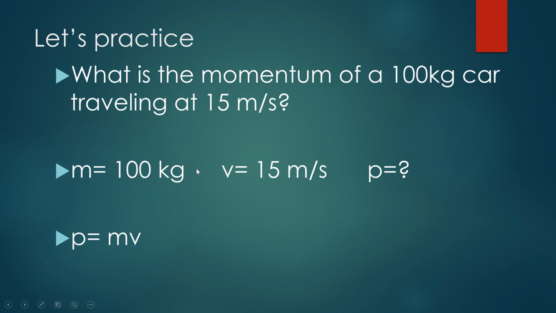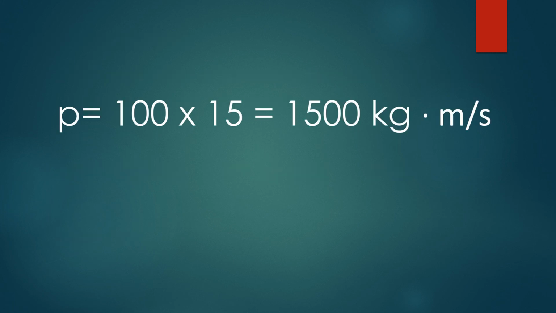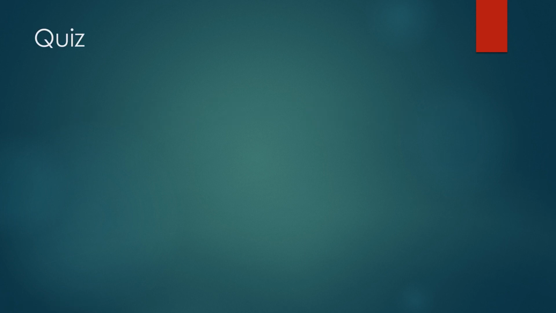So what are we going to do? Well, we're going to plug the m in here, and we're going to plug the v in here. So it will be 100 times 15. Try to do that in your head. Let's see if you got it right. It is 1,500 kilograms times meters per second, or 1,500 kg·m/s, however you want to say it. This is our derived unit, okay? So this is our unit. That's what you put after your momentum. All right, that was a quick one.